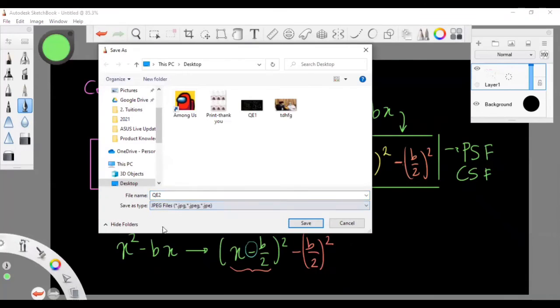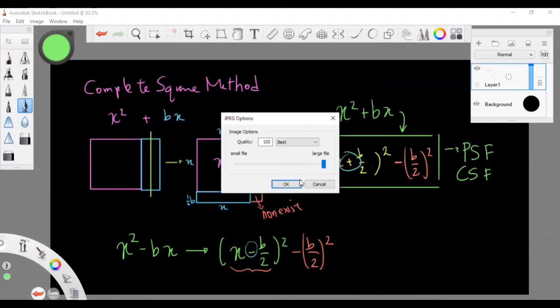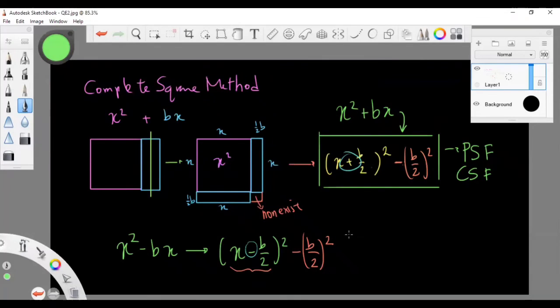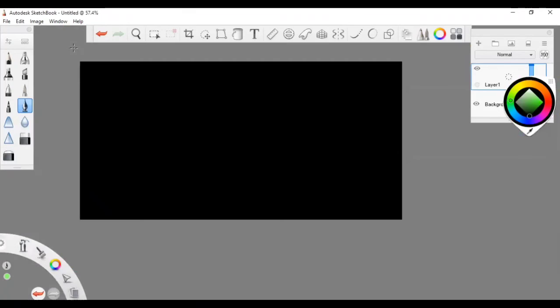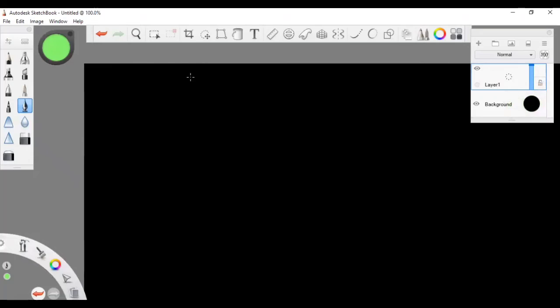There you go. Quadratic equation 2, and there you go. Okay, just save it. Later on, I will show everything. So let's do the exercise. The example. I don't want to give you exercise yet because we are focusing on the example. So how do you do the example? Solve with the complete square method.